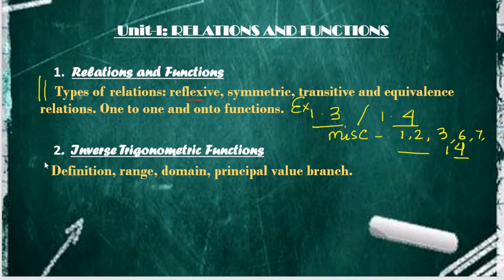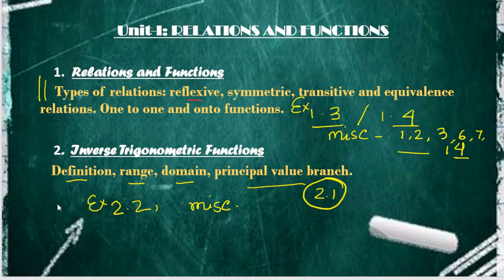Now let's come to the second chapter, inverse trigonometric function. Only definition, range, domain and principal value branches are there. So your entire 2.2 exercise and the total miscellaneous exercise has been deleted. Only 2.1 is there.